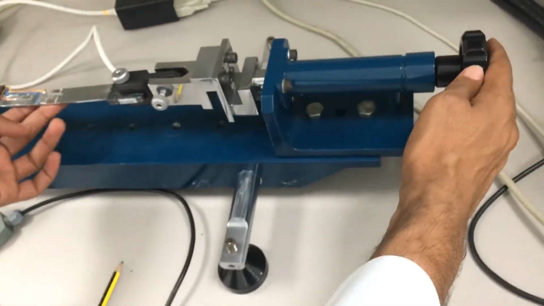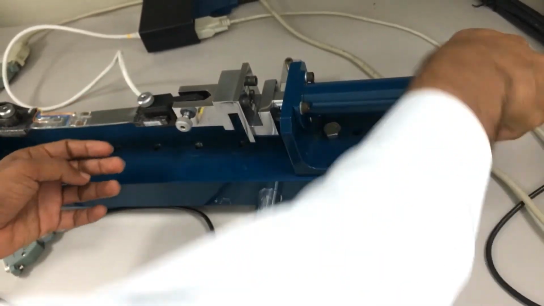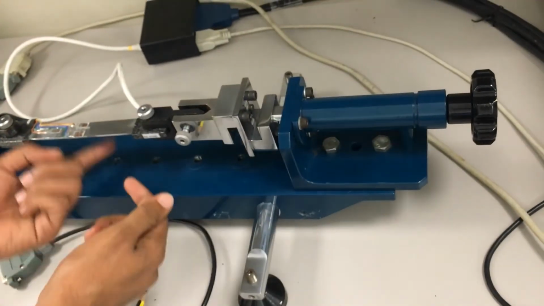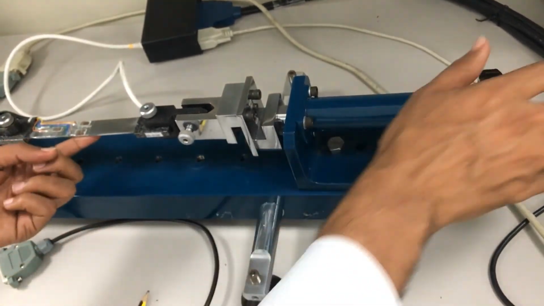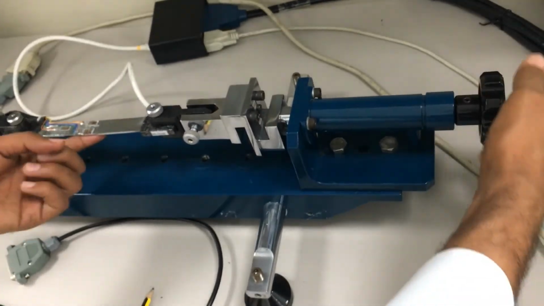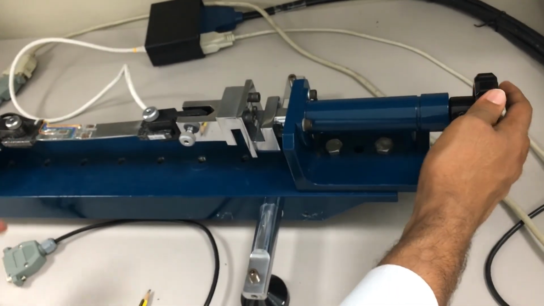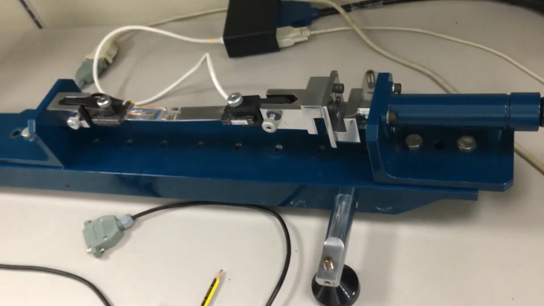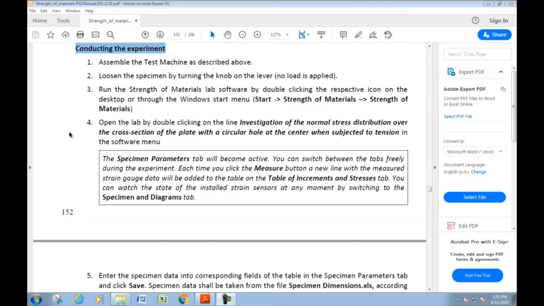And as you know, if we turn the knob on, we are applying tensile force. You see it's under tension now. If we release it, it will be loose. That means we don't have any force. So let's go and perform the experiment.